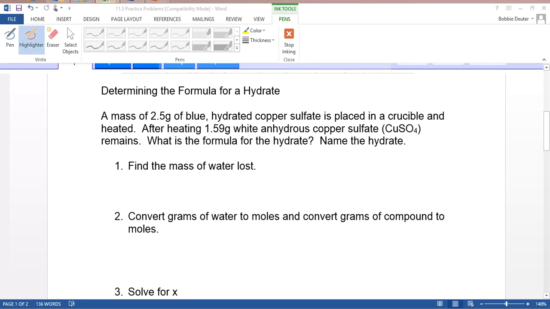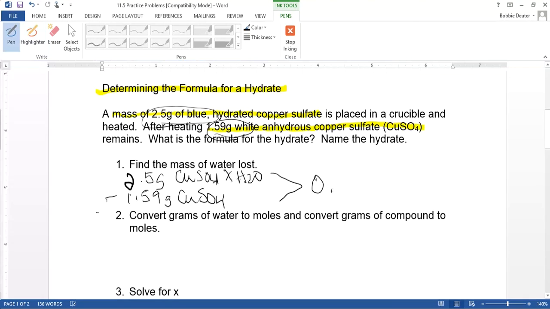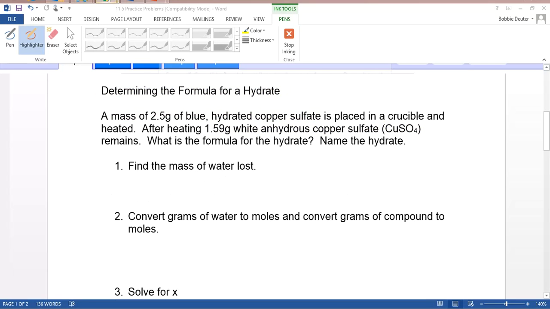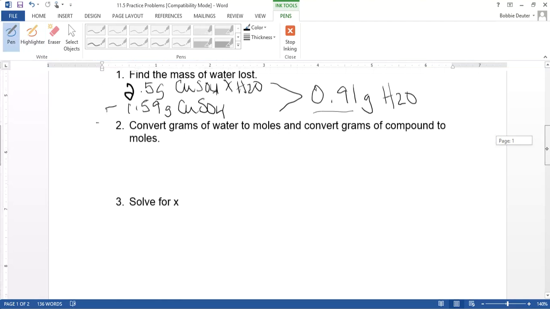We're trying to figure that out, and we're going to subtract that from our 1.59 grams of our white anhydrous. Now, the white anhydrous doesn't have any water attached to it. It's just copper sulfate at this point. Once we find that difference, here we have 0.91 grams. Well, what is this grams of? If we have copper sulfate here and a hydrate of copper sulfate here, the 0.91 tells us that this is the amount of water that was lost. So that's actually your H2O right there.